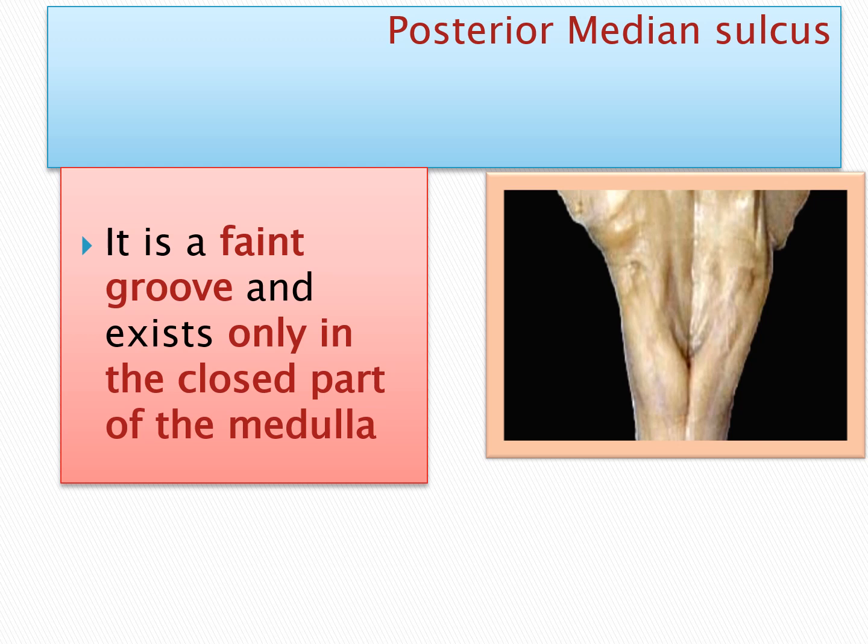Now in this you will appreciate the posterior median sulcus. It is a faint groove, same like in the spinal cord. It is only present in the closed part of the medulla oblongata. We can't see this groove in the open part of the medulla oblongata. So this is the pontomedullary junction. So this posterior median sulcus is only present in the lower closed part of the medulla oblongata.